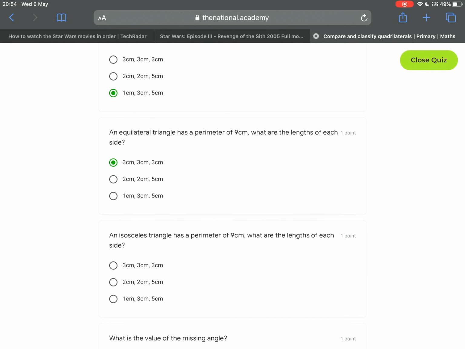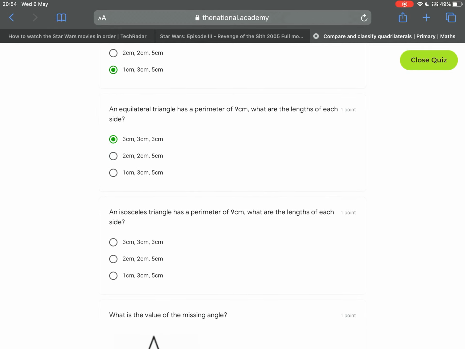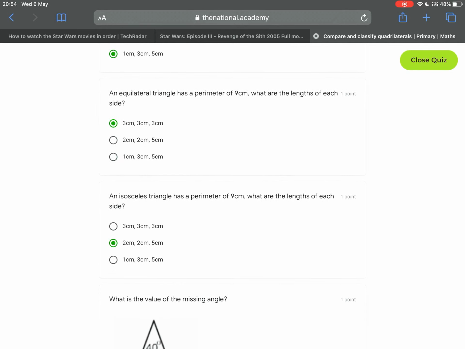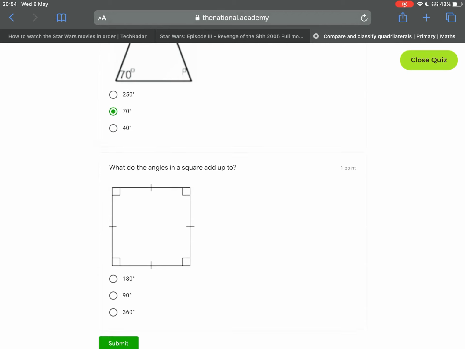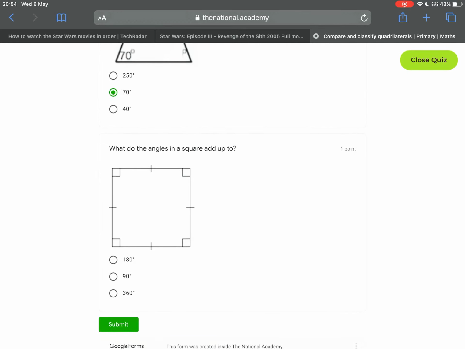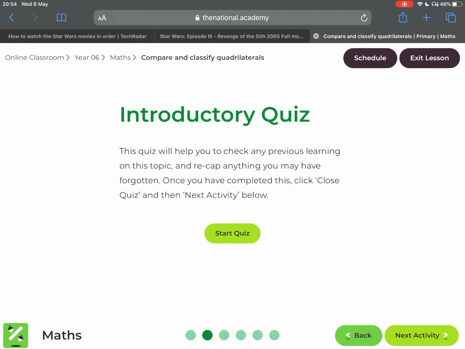An isosceles triangle has a perimeter of 9 centimeters. What are the lengths of each side? That would be 2 centimeters, 2 centimeters, and 5 centimeters. What is the value of the missing angle? That would be 70 degrees. What do the angles in a square add up to? That would be 360 degrees.